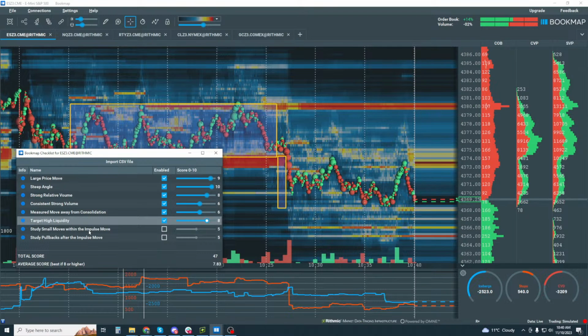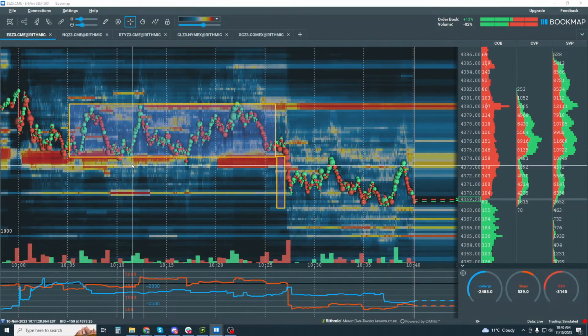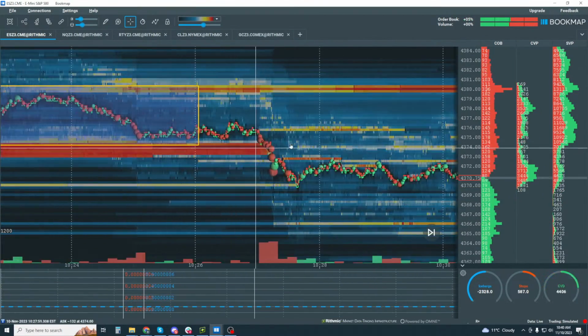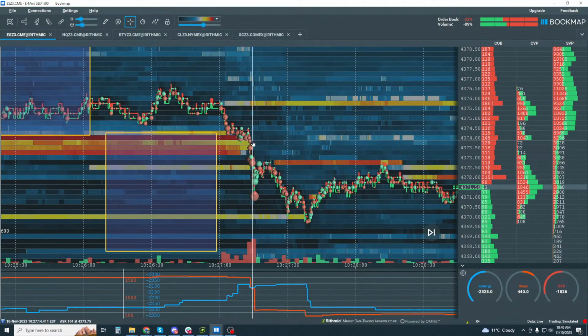Let's study the small moves within the impulse move. And then we'll look for the pullbacks in here. All right, so we need to zoom in here, and understand here. All right, so here's our move.